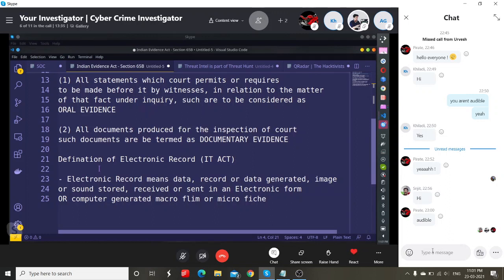And then what is the sound stored? It could be telephonic conversations over a call, received or sent in an electronic form, right? Or a computer generated microfilm or microfiche. Microfilm or microfiche are nothing but highly compressed versions of the physical documents.